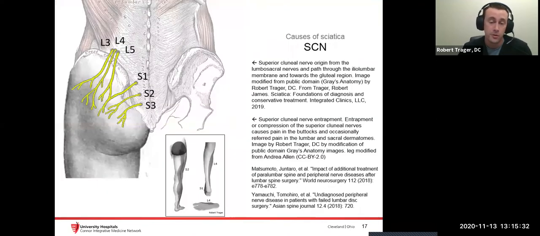This is what we call superior cluneal nerve entrapment, with these three nerves up here that are emerging over the back of the iliac crest. And I just want to be clear, this group of nerves does not branch off of the sciatic nerve. However, when these nerves get injured in any way, maybe they get entrapped in these muscles here as they're coming through, maybe they get inflamed, it can trigger sciatic pain all the way down the leg. And the reason for that is they share the same nerve origins.